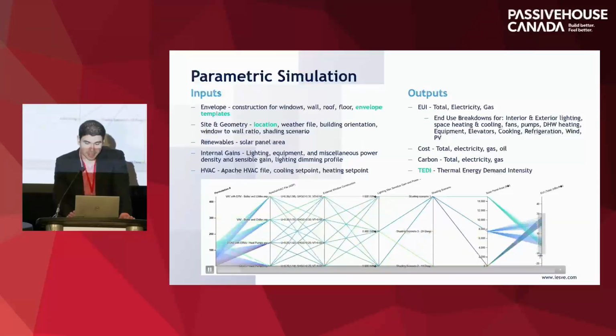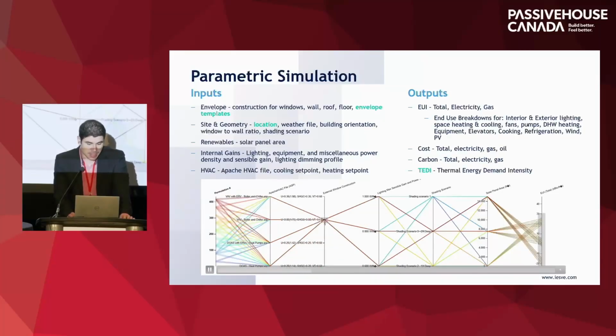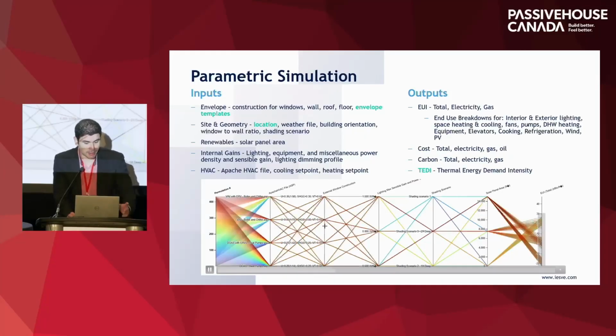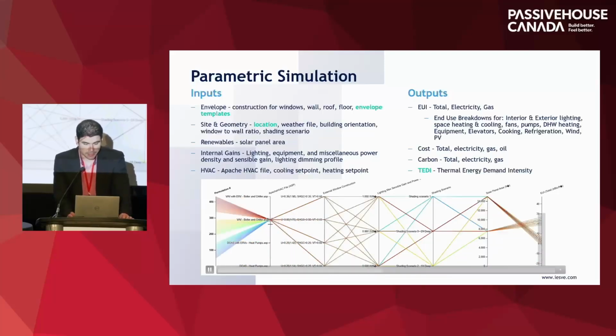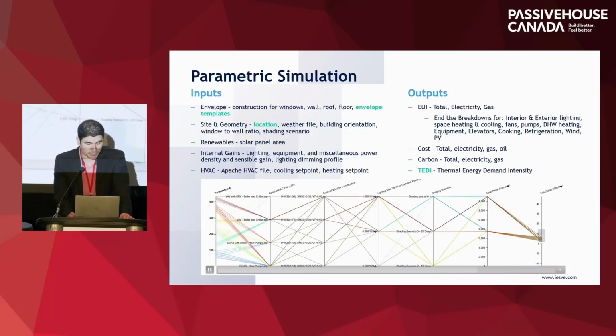For the parametric setup, the users can vary a wide range of inputs from the envelope constructions, geometry, internal gains, HVAC assumptions, and also on-site renewables like the amount of PV area that is available. And there are some newer inputs that we added through the past year. In this case, they're highlighted here, like envelope templates. Now we have TEDI as one of the outputs that you can use, to understand the thermal energy demand intensity for your project.